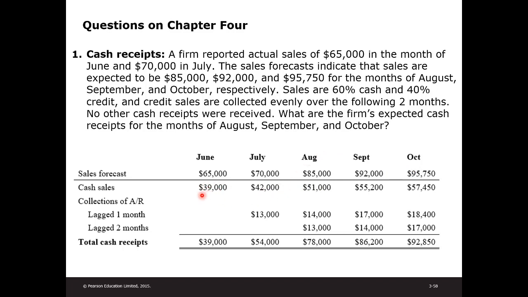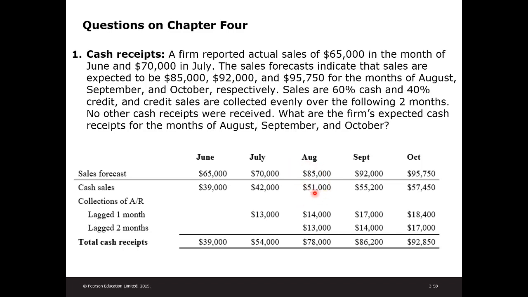Then, these are 60% only of the total sales. So we need to begin to calculate the remaining 40% on credit over the following 2 months. So, in order to receive the first 20% of the 65 for June, the first part will be in July, which is $13,000, and the next 20% will be in the month of August here. Okay, so for July, this is the total receipts received in July, which totals $54,000.